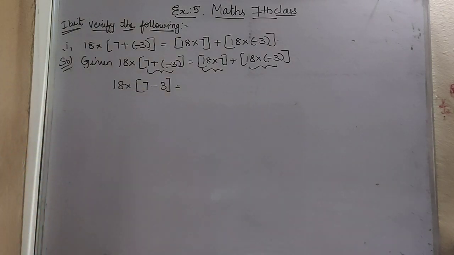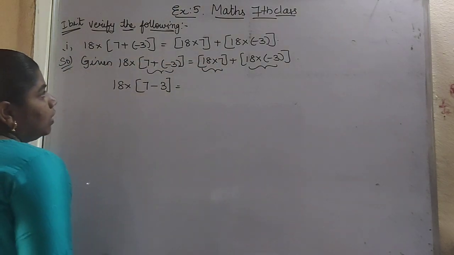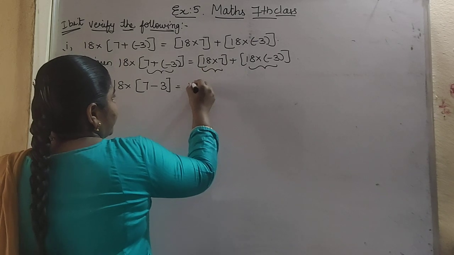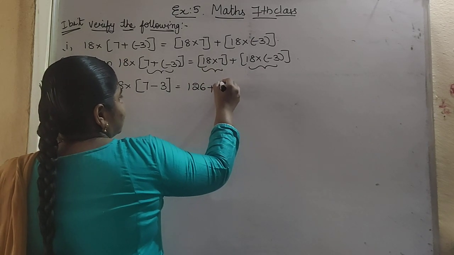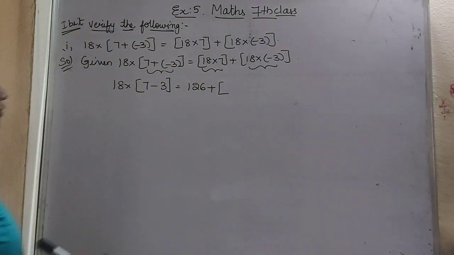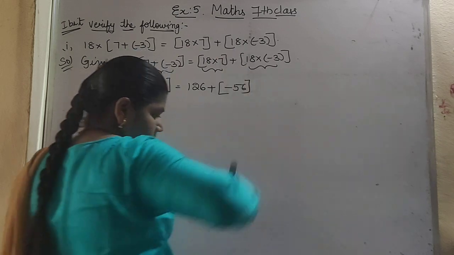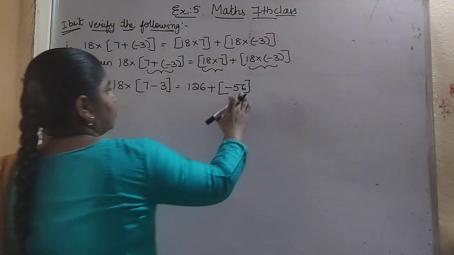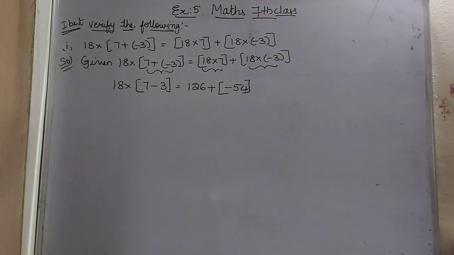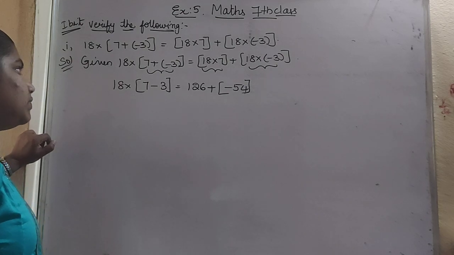Now 18 sevens are, what is 18 sevens? 18 sevens are 126, plus here 18 into 3. 18 threes are 54. Minus is there, so minus 54. Okay, so 18 into minus 3 is minus 54.